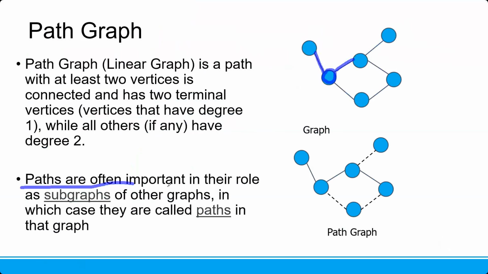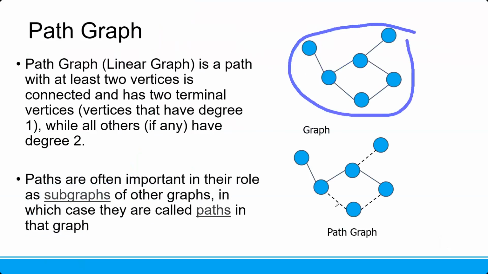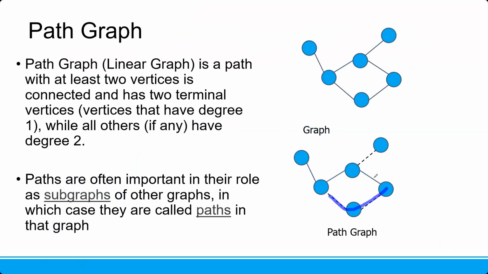Paths are often important in their role as subgraphs of other graphs, in which case they are called paths in that graph. So if I have this graph, there will be a path from this to here, and there will be a path from this to this, and so on. So if we have a subgraph like this, then this is a path.